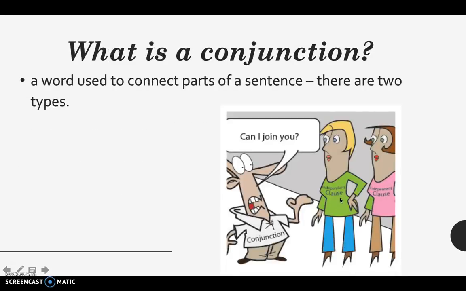So with that in mind, let's talk about what a conjunction is. A conjunction is just a word used to connect parts of a sentence. And there are 3 types. Sorry, that's a typo there. So that's why this little cartoon here is supposed to be amusing, because it's joining them together.